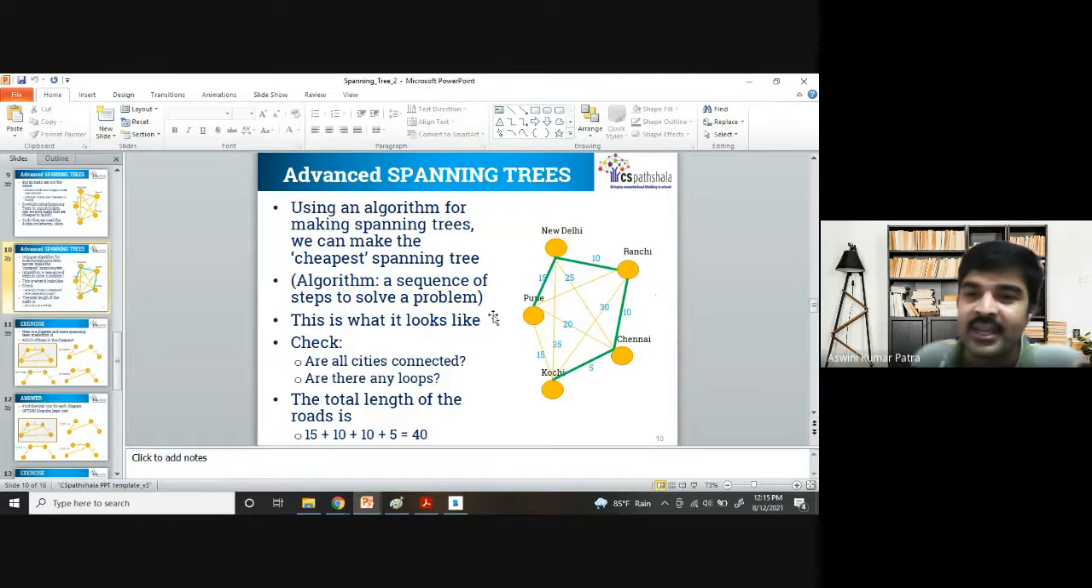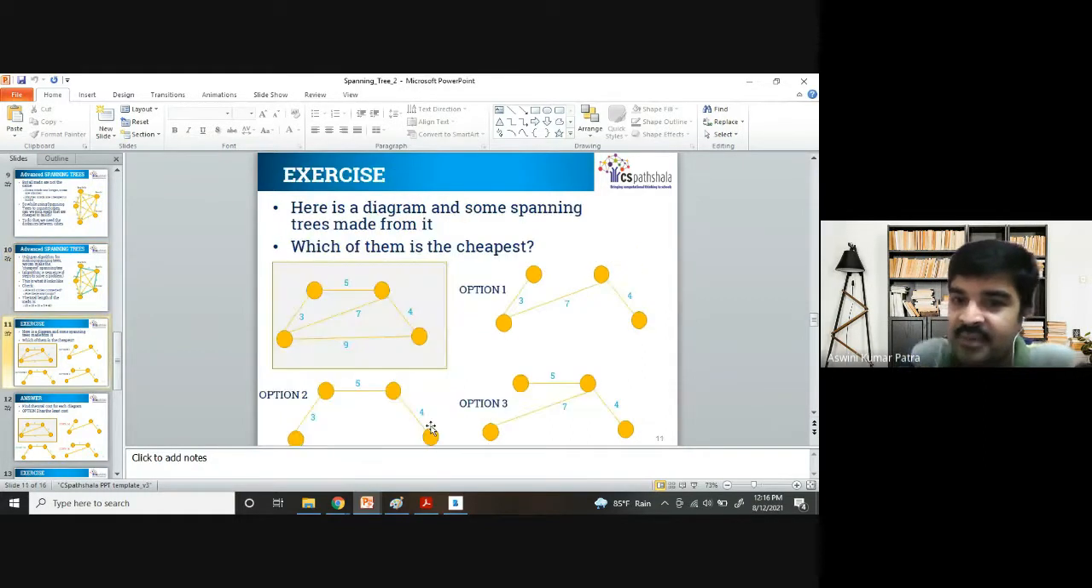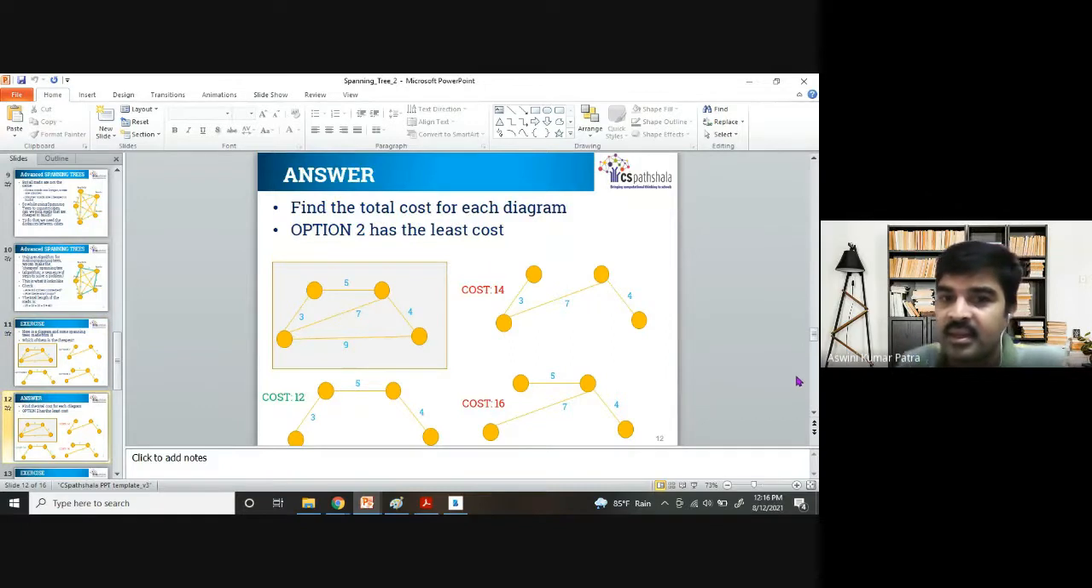So if I look at the roads here, the costs are 15, 10, 10, 5, total is 40. Now the question is, can we minimize the cost further? Yes, there are many further solutions. For example, here is a diagram of some spanning trees made from the cities connected. You see, I have 5 cities and a few roads, and in option 1 my cost is 10. In option 2 my cost is 12. In option 3 my cost is 60. Of course I will prefer a lesser one. Okay, the lesser one is here, which involves cost 12.